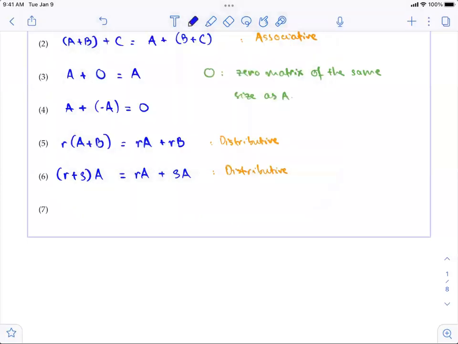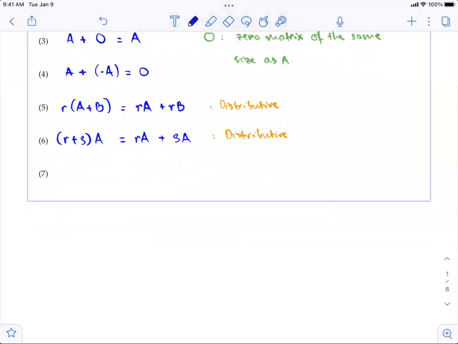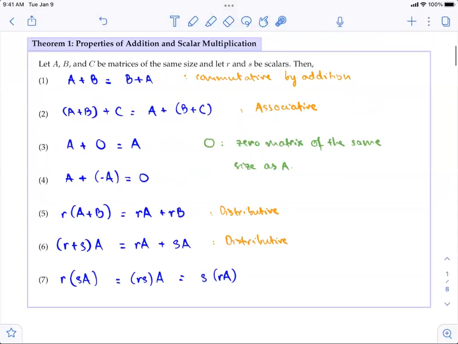And the last property is associative by scalar multiplications. That is, you scale the matrix A by S first and then scale that with R, which is equivalent to doing the product of R times S and then using that to scale the matrix A. Or you can just scale the matrix A by R first and then scale that with S. So it's going to be the same thing. So these are the properties of matrix additions and scalar multiplications, right?